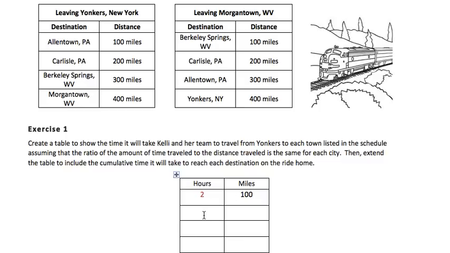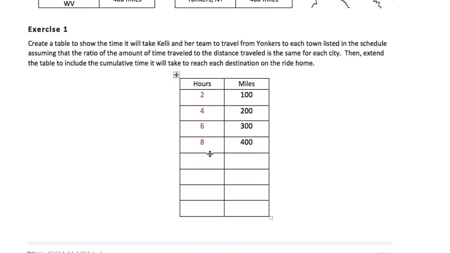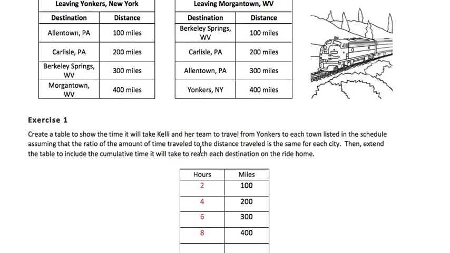So continuing on, when they have traveled 4 hours, they should have traveled 200 miles. Remember, 50 miles an hour, so 50, 100, 150, 200. And you'll notice that it's a running total. We're not just showing 2 hours at a time. If they travel 6 hours, they will have traveled 300 miles. And when they have traveled 8 hours, they will have traveled 400 miles. And they will be at their destination in West Virginia.